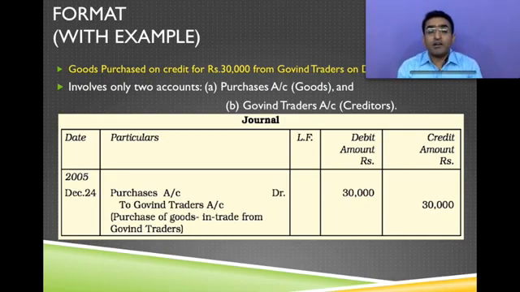Goods purchased on credit for 30,000 from Govind Traders. What happened? Purchases account and Govind Traders, two accounts. Purchase expense, debit amount column 30,000. Govind Traders creditors liability increase to Govind Traders 30,000. And see, within bracket, purchase of goods in trade from Govind Traders. That is what the narration is. See, it is very, very easy. It is very, very simple to do.